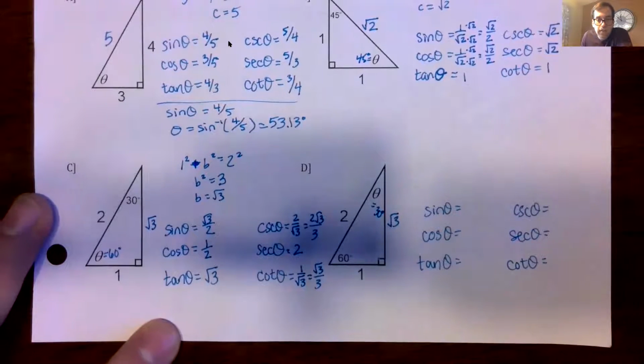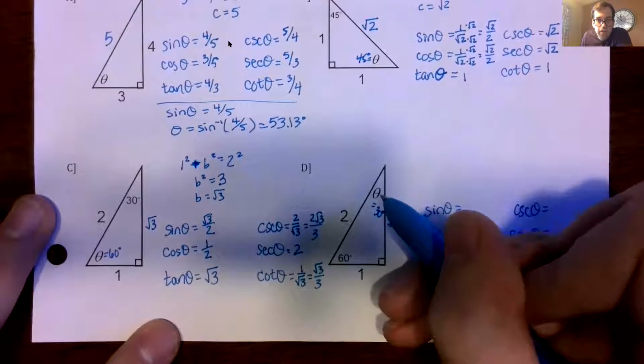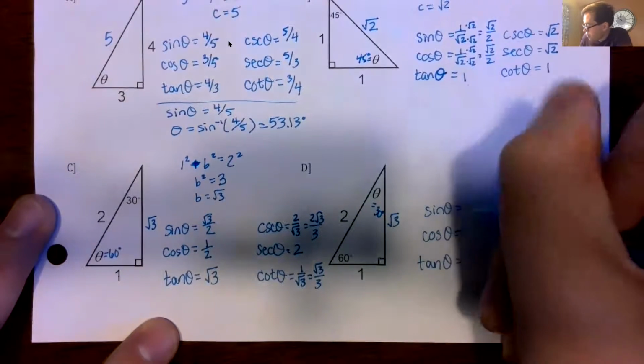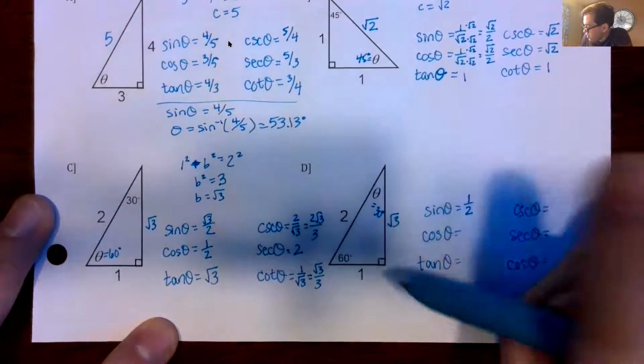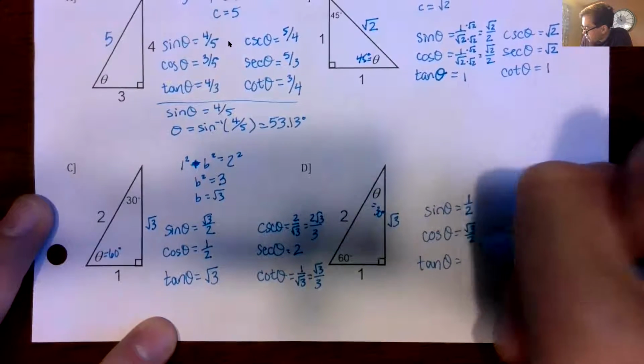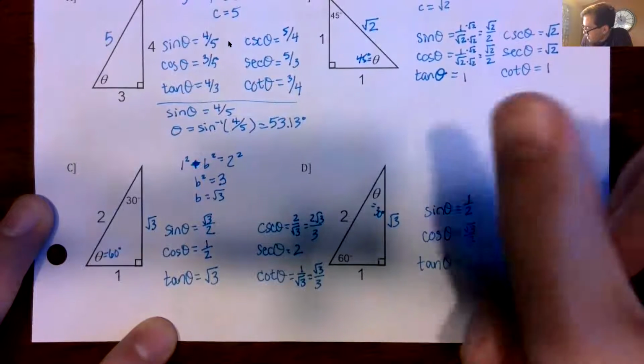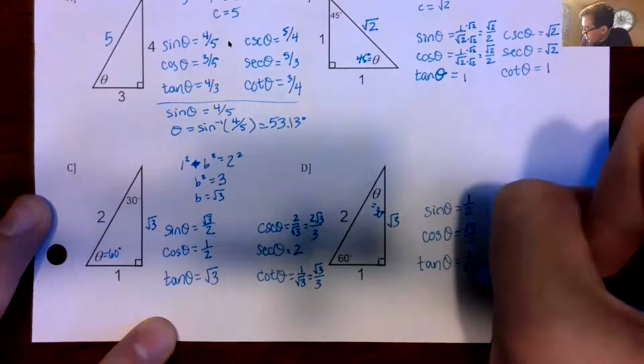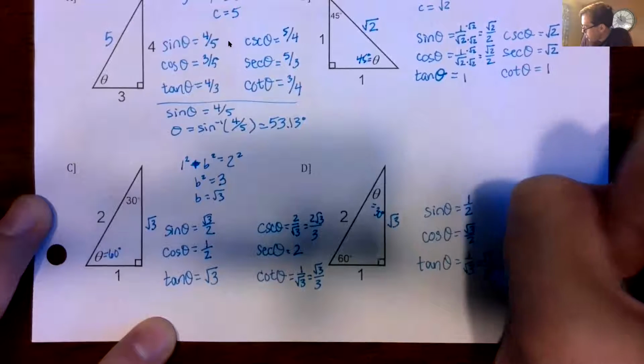All right, so for sine, now we're situated up here. So opposite over hypotenuse is going to be 1/2. Cosine, adjacent over hypotenuse, is going to be root 3 over 2. And opposite over adjacent is going to be 1 over root 3, which is root 3 over 3.